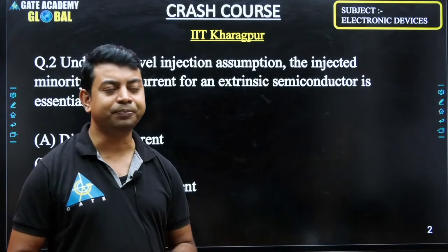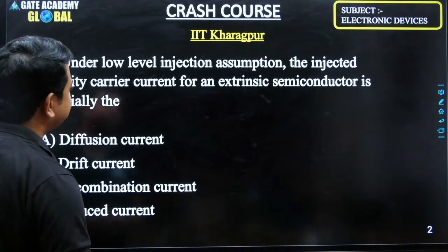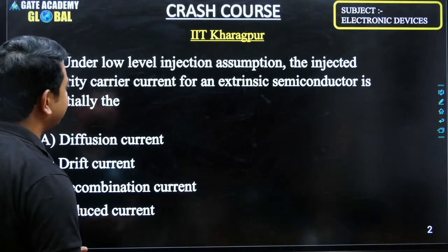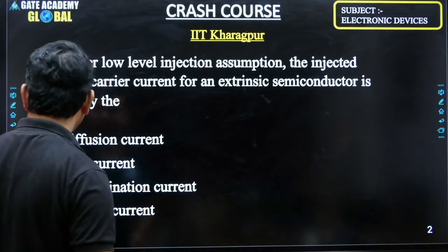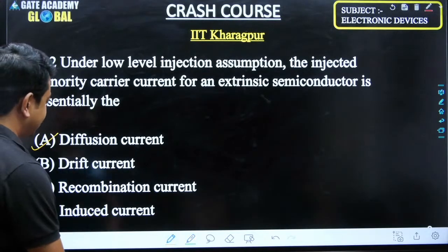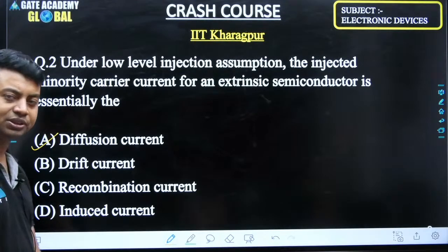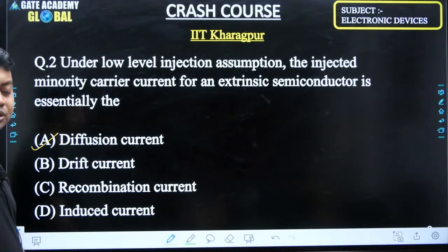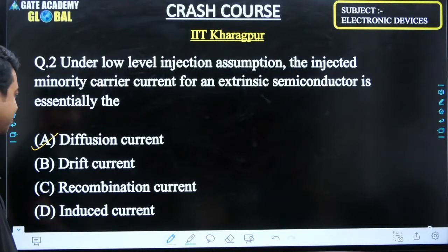Under the low level injection assumption, the injected minority carrier current for an extrinsic semiconductor is essentially the diffusion current. So, here we have the direct answer: this is because of diffusion current, not drift current, not recombination current, not induced current. We are going to see the recombination current in the next chapters, that is in BJT. We are going to see what actually recombination current is.